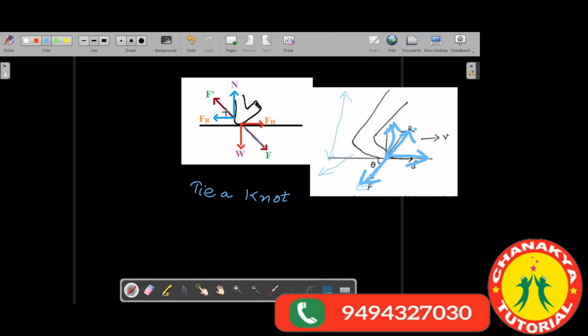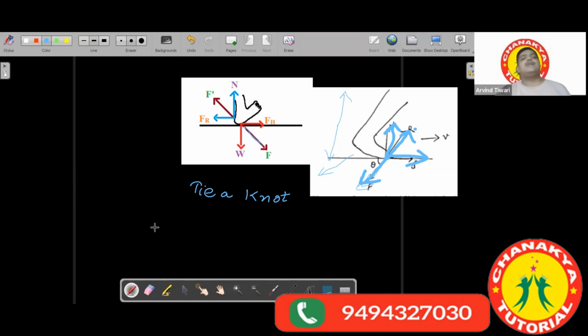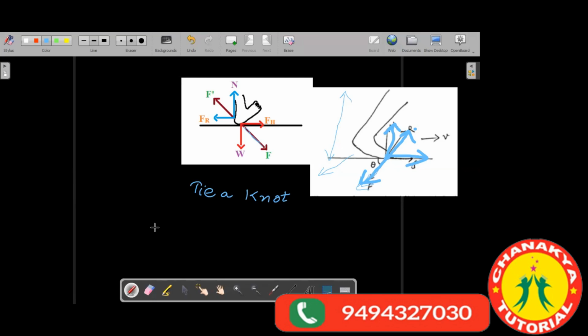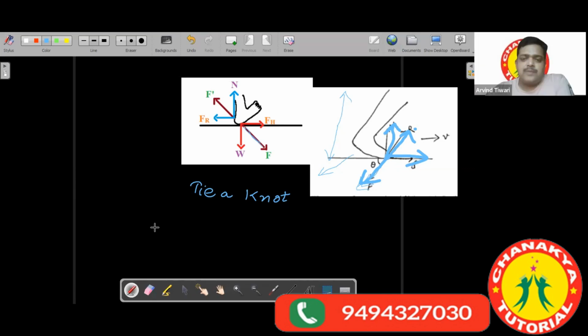Sir, so basically the friction just pulls the object in the opposite direction. Yeah, friction just pulls the object in the opposite direction of motion. Whatever be the direction of motion, it just pulls the object in a direction opposite to the direction of motion. That is the only role of friction.